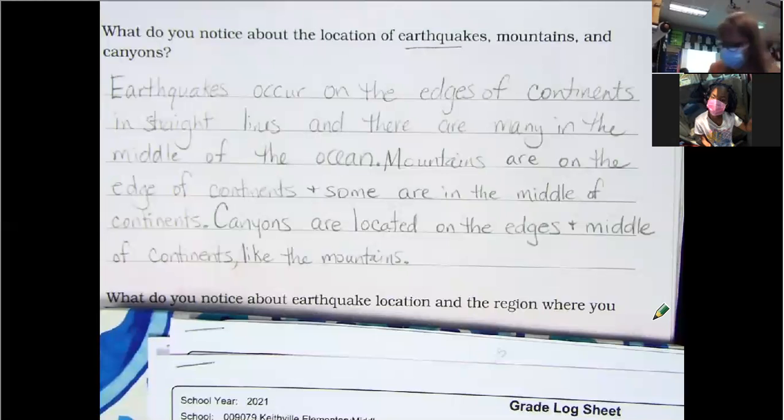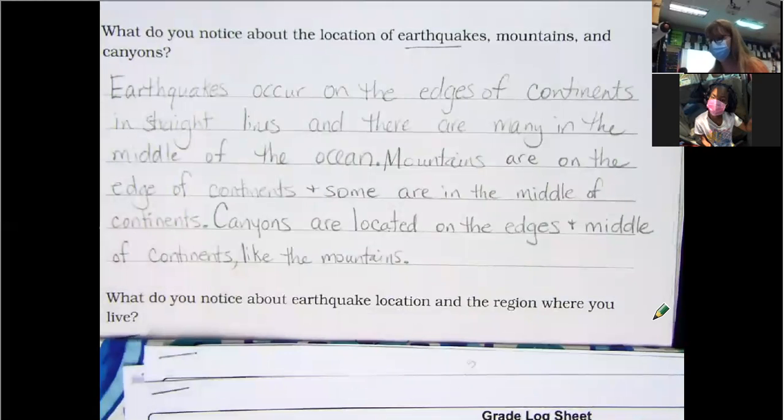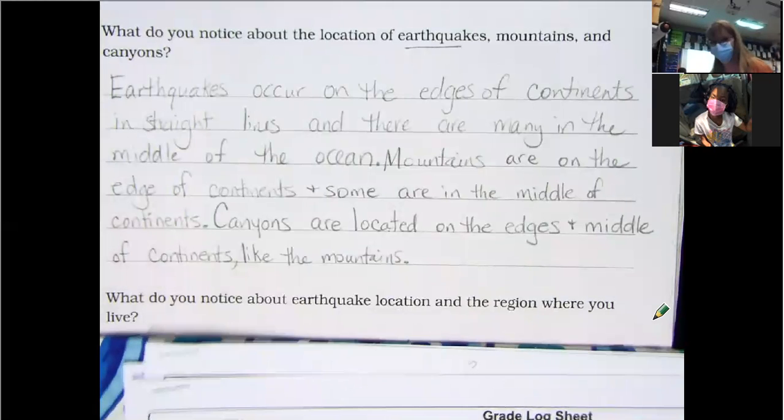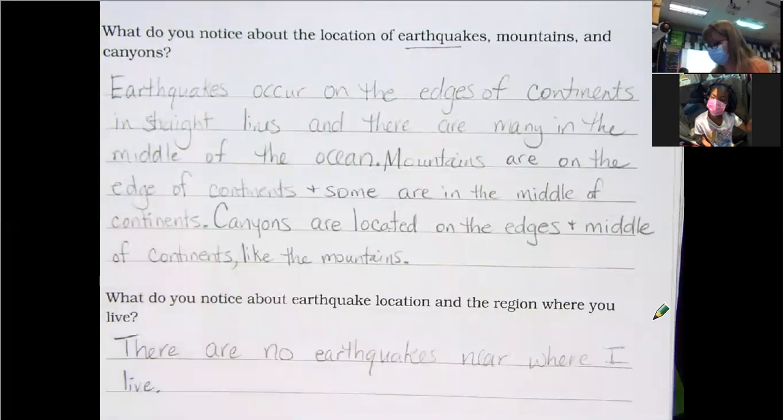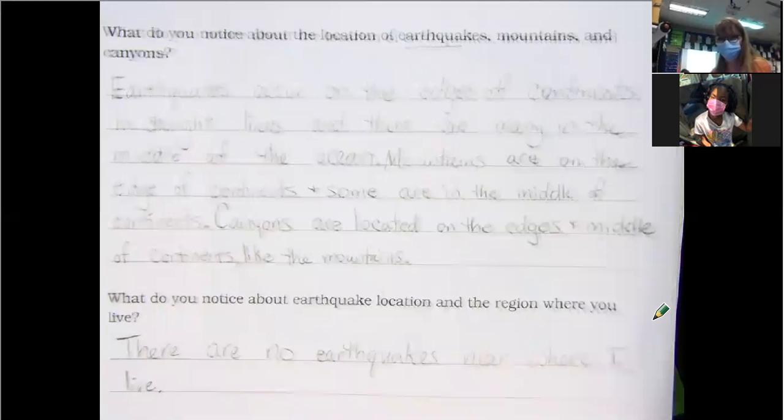So that second question says, what do you notice about earthquake location and where we live? Are there earthquakes here? No. Okay. There are no earthquakes near where we live. Write that down. There are no earthquakes near where I live.